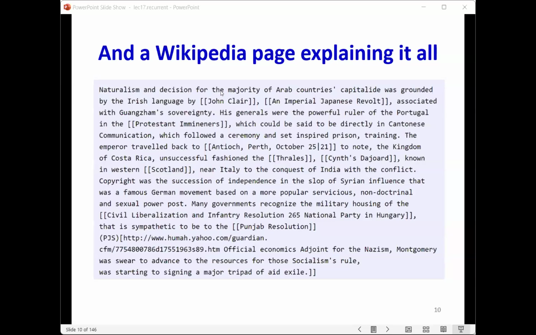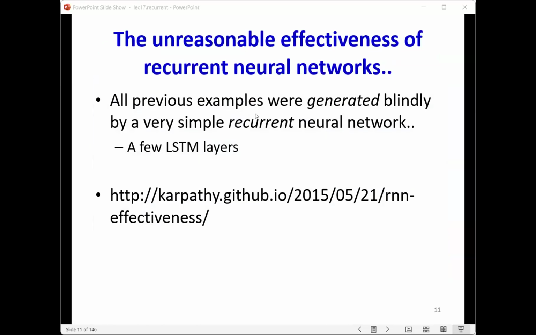So naturalism and decision for the majority of the Arab countries, capitalized was grounded by the Irish language. It's garbage, but it looks very plausible, right? So all of these were examples generated blindly by a very simple recurrent neural network, a few LSTM layers. The example can be found on Andre Karpathy's GitHub page. These days, of course, you get something far fancier than what he did in 2015.